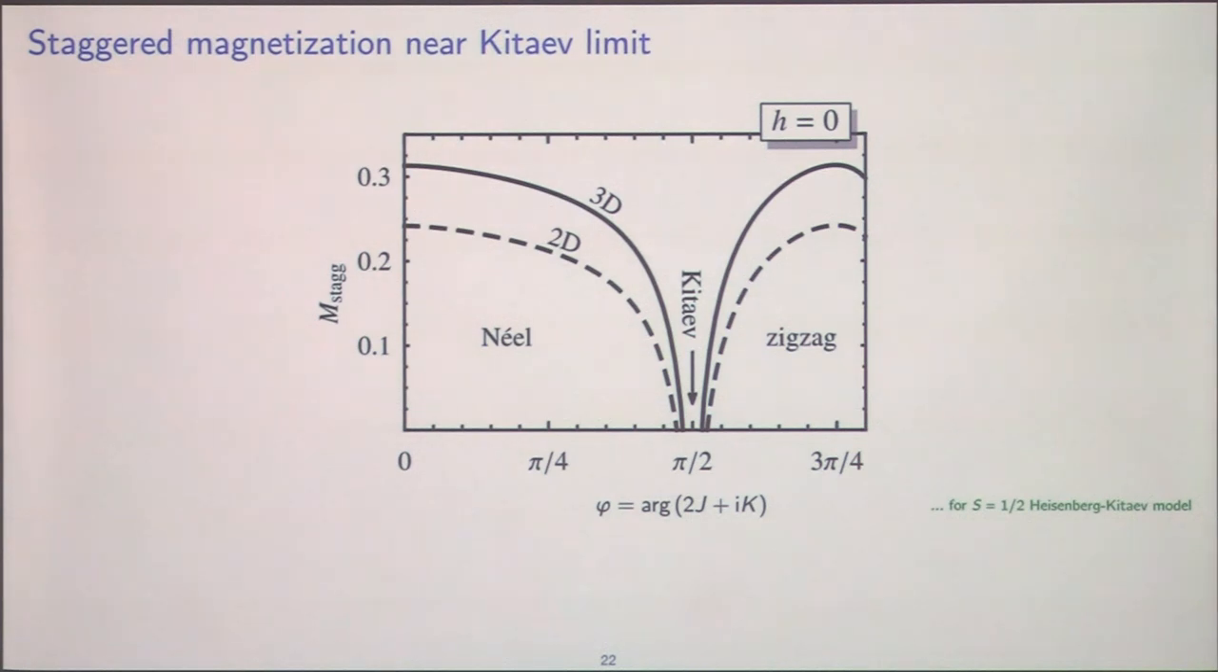And that, of course, leads to quantum effects, once we include fluctuations, for example, in linear spin wave theory. This is now the staggered magnetization, the order parameter as a function of this polar angle phi. That will be different, in particular once we're close to the Kitaev point, between the two-dimensional and three-dimensional case, because generically quantum fluctuations are larger in the two-dimensional case, and that's also something that we observe here.